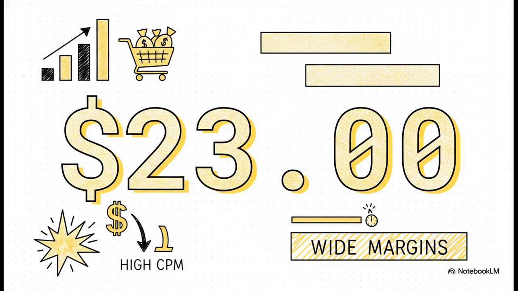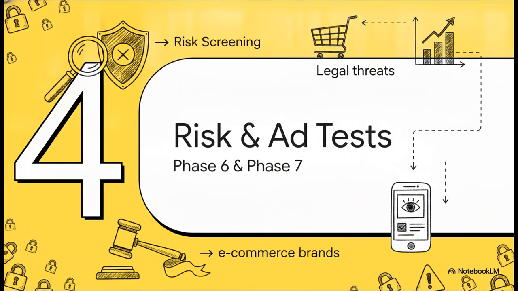Just think about it. If your gross margin is only $15 and a single click costs you nearly $3, your ad mathematically has to convert at an impossibly high rate just for you to break even. You need wide margins to survive today's ad auction. Now we're at Section 4, Risk Screening and Ad Tests. Let's walk through Phases 6 and 7.